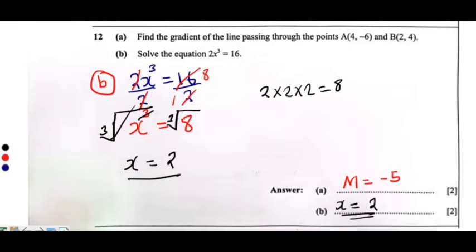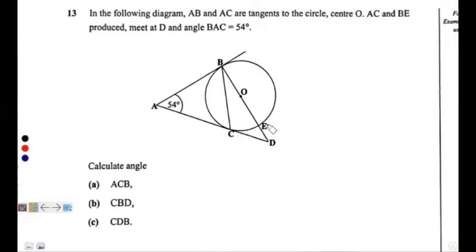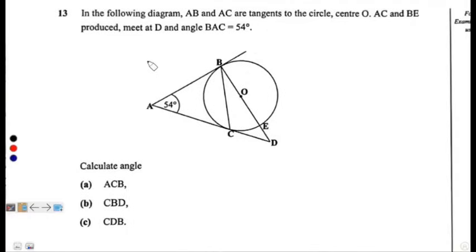We now move on to question 13. In the following diagram, AB and AC are tangents to the circle center O. AC and BE produced meet at D and angle BAC is equal to 54. Calculate angle ACB. They want you to find the angle which would be right here, on C.